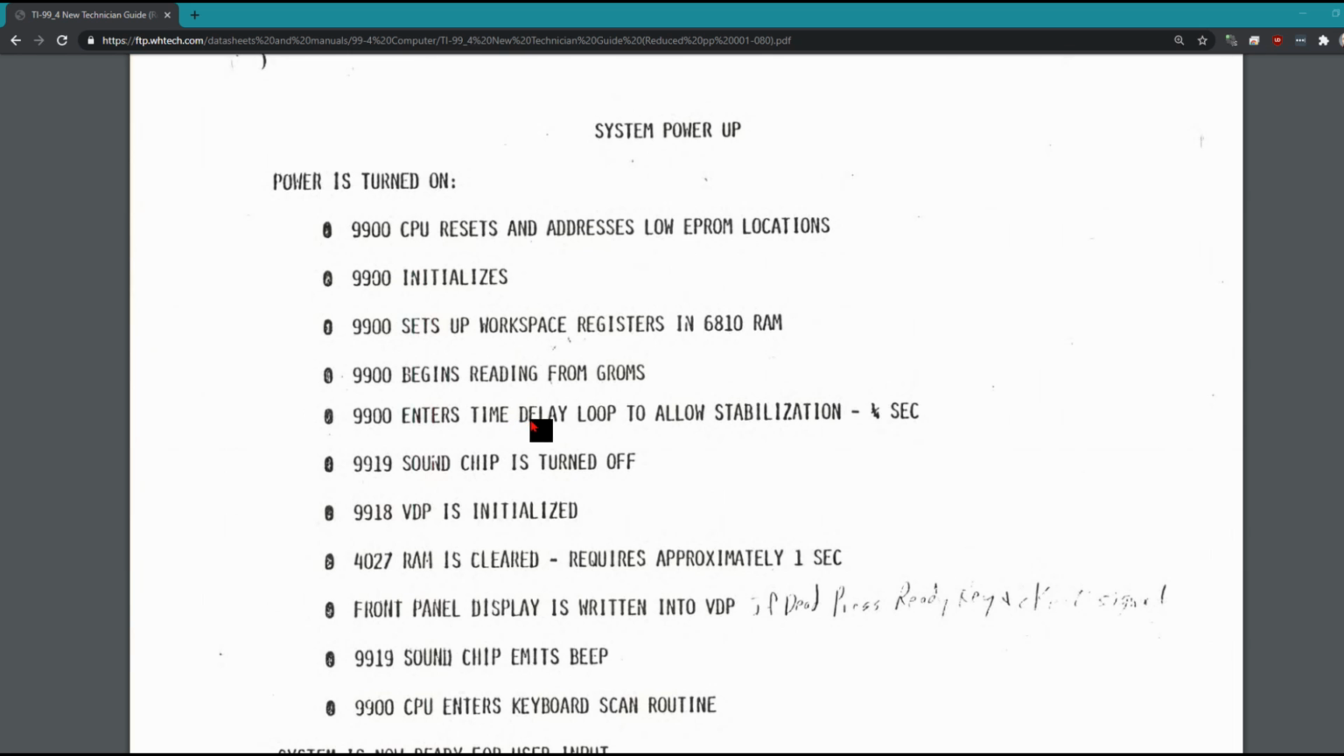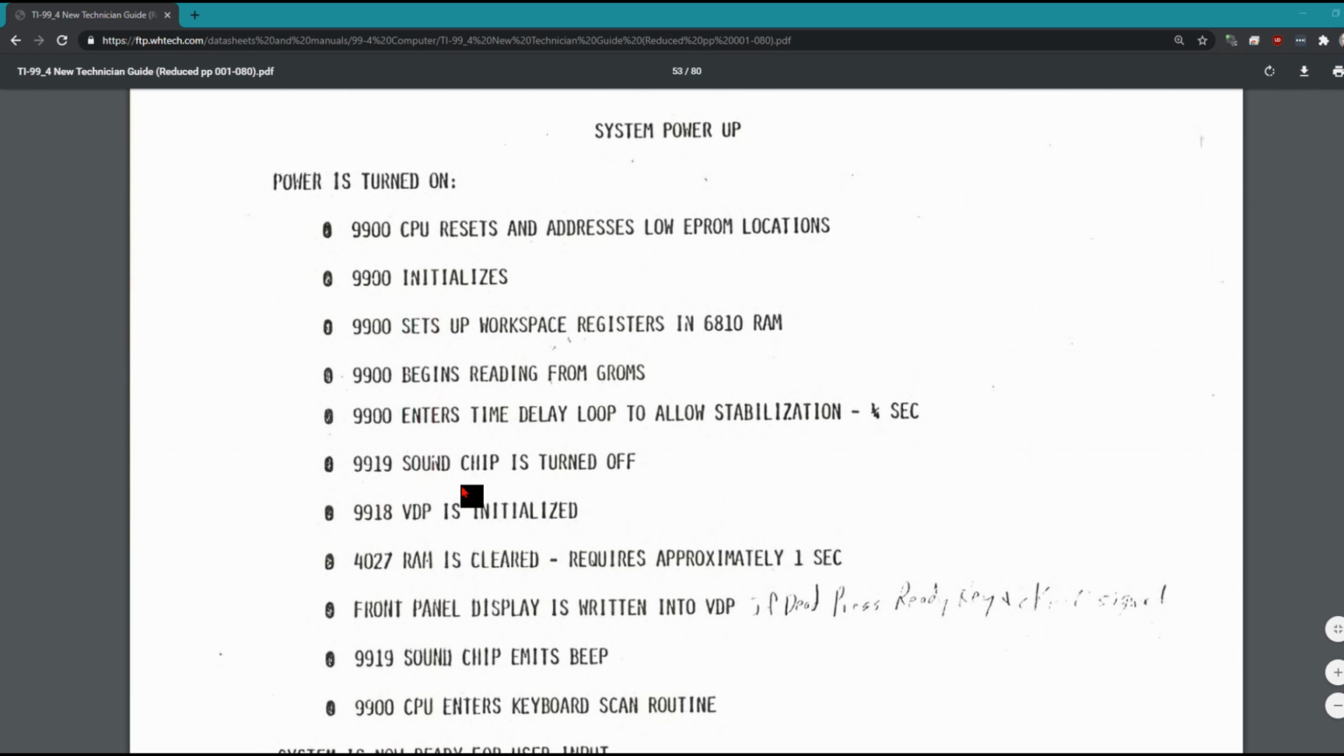9900 enters the time delay loop to allow stabilization, quarter of a second, so I guess that's like to stabilize the clocks or whatever. 9919 sound chip is turned off. So this is the step where it should silence that chip. Next thing, 9918 VDP is initialized. That's the video chip I just changed. So it's not even getting to the stage where that chip is initializing, and I switched it out, but it's actually getting stuck before the sound chip is turned off.